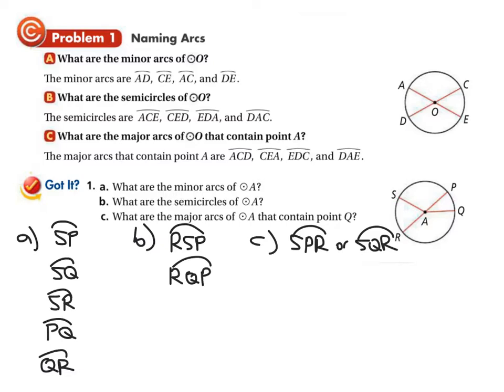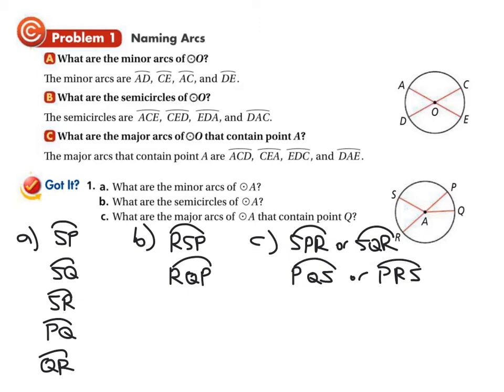Okay, let's keep going. Can we go from P anywhere? We can go from P to Q, no, that's a minor arc. P to R, that's a semicircle. P to S, sure. Did we get P to S? No, we didn't do those endpoints P and S, so we can say P running through Q to S, or P running through R to S. Both ways of naming that.